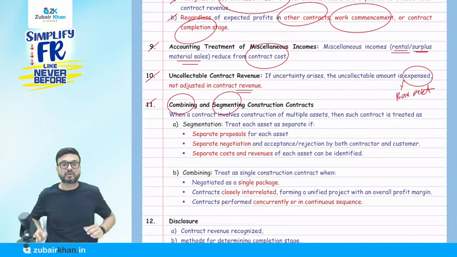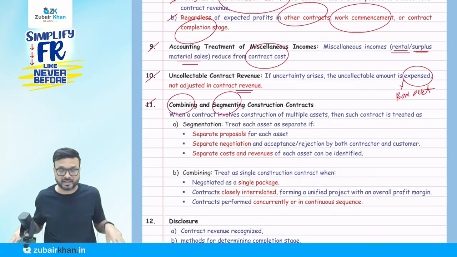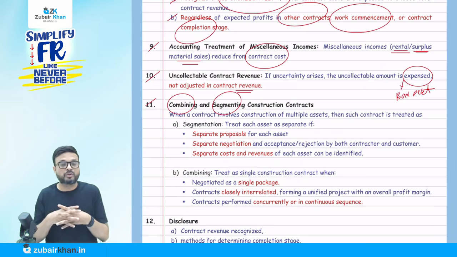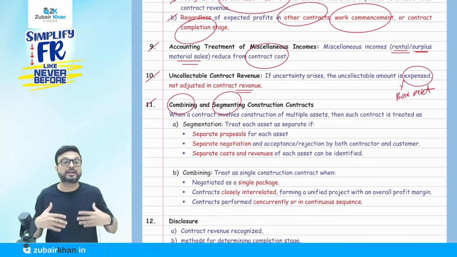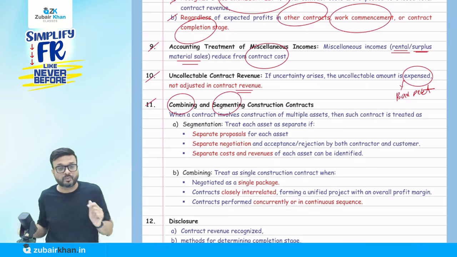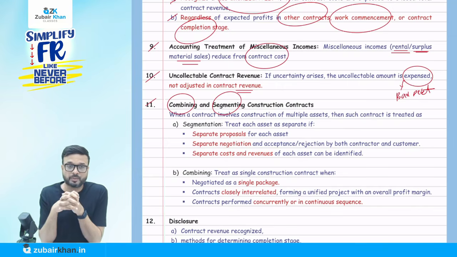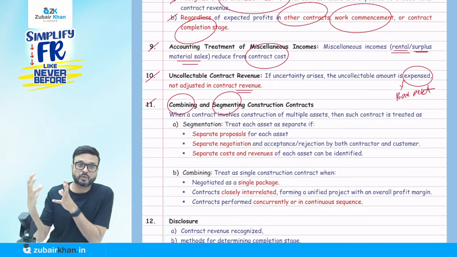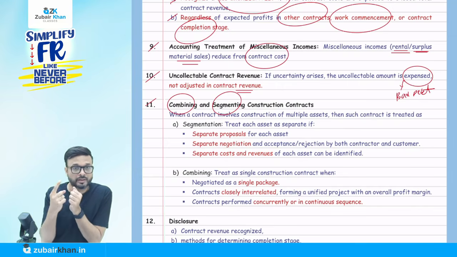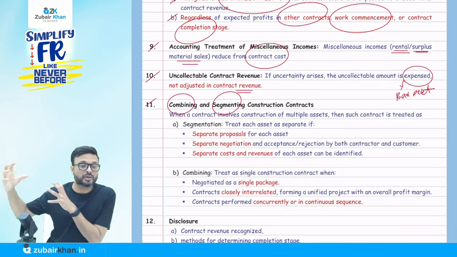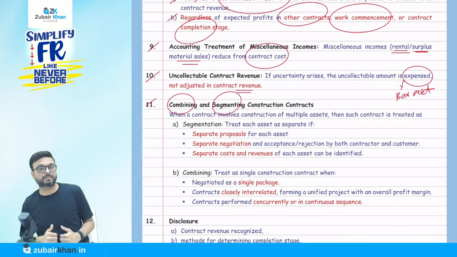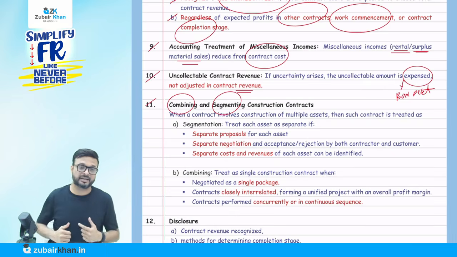When we talk about combining and segmenting, it means whether I have to club different contracts together or treat them separately. That depends on certain conditions. But why is it important to decide if, when I'm doing 4 types of work, these 4 types of work are part of one contract only, or are 4 different contracts?